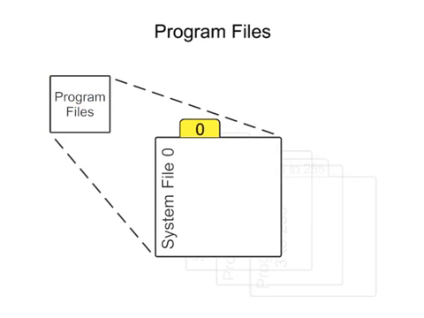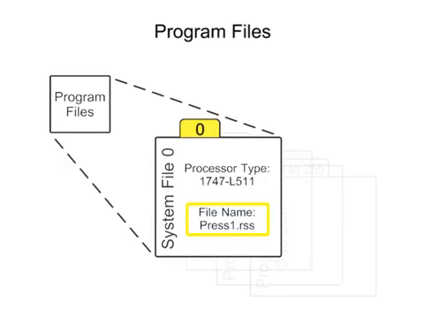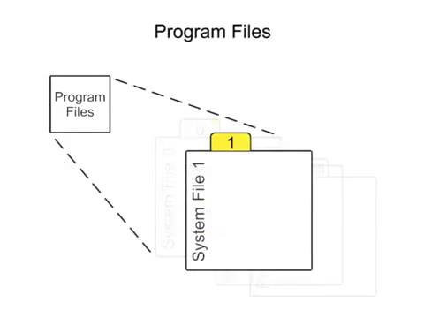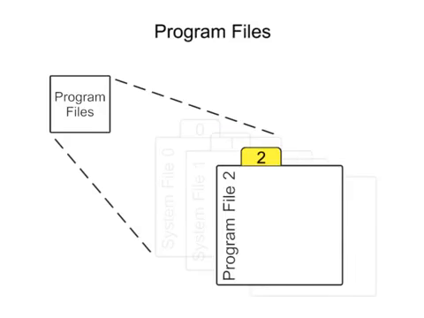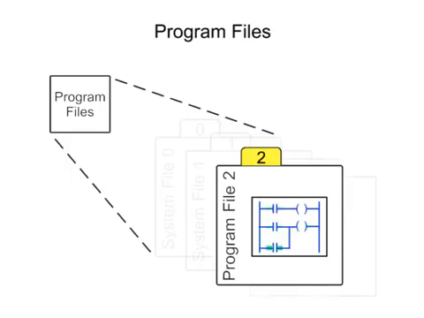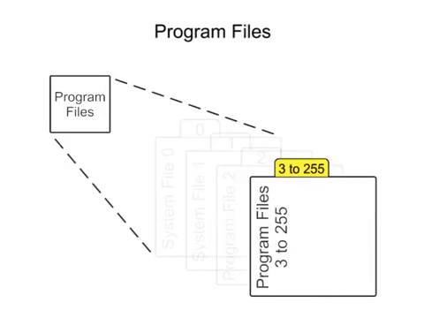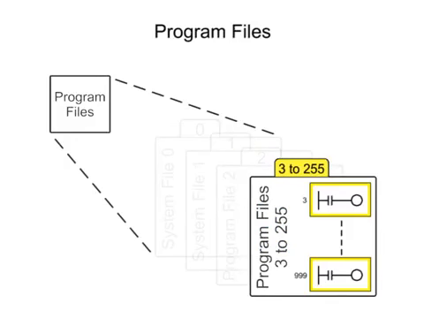File zero, system functions, contains system-related information and user-programmed information such as processor type, processor file name, and password. File 1, reserved, is not accessible to the user and is reserved for the processor. File 2, user program, contains the instructions defined by the user to create the ladder logic program. Files 3 through 255 are user-created subroutine programs.